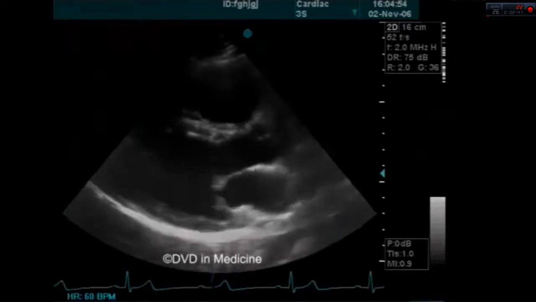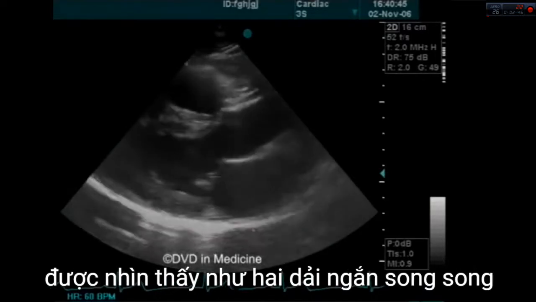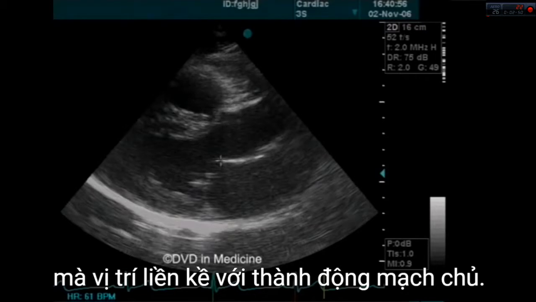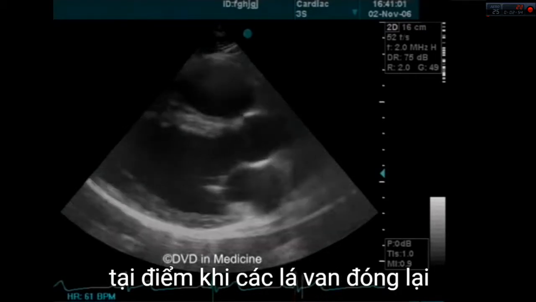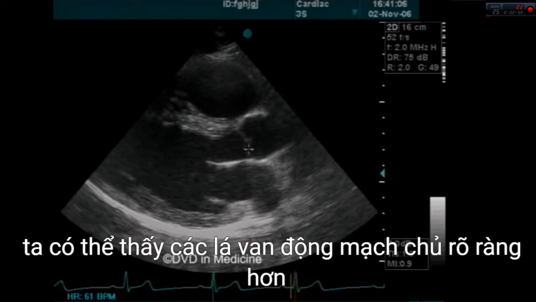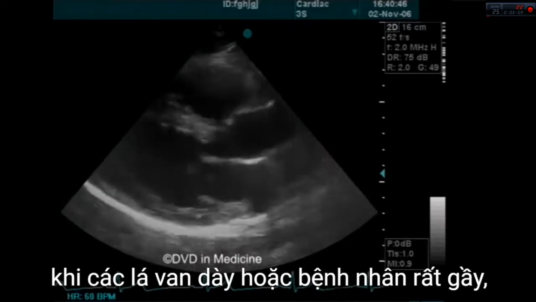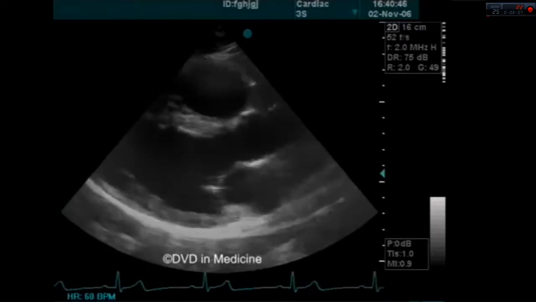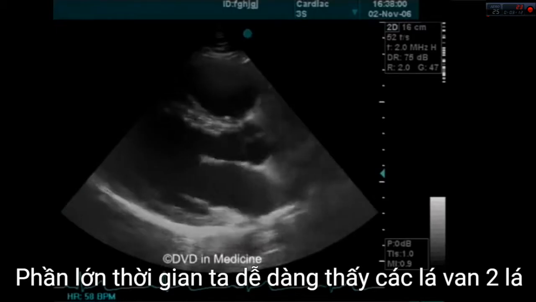In most cases, one cannot clearly discern the motion of the aortic valve leaflets because they are very thin. In systole, the aortic valve leaflets are seen as two parallel short strips which are positioned adjacent to the aortic walls. In diastole, one will see the leaflets at the point where they close, in the center of the aortic root. One can see the aortic valve leaflets more clearly when they are thickened or in a very slim patient when there is a proper acoustic window. Most of the time, one can easily see mitral valve leaflets.